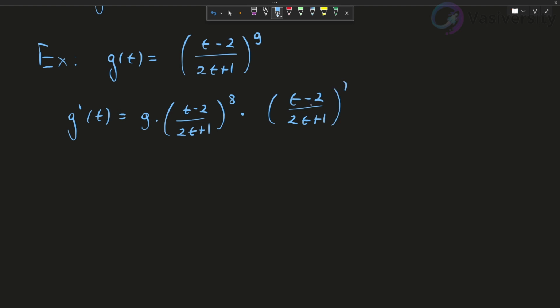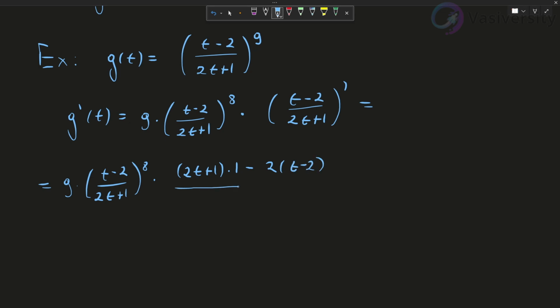So this is a quotient. Okay, so we're going to have 9 times (t minus 2 over 2t plus 1) to the 8, times, by the quotient rule, 2t plus 1 times 1 minus 2 times t minus 2, all over (2t plus 1) squared. If we simplify here, we get the final answer to be 45 times (t minus 2) to the 8 over (2t plus 1) to the 10.